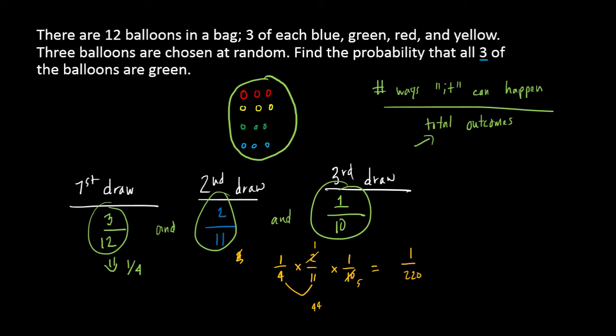So take a moment to consider that. Okay, summarizing it one more time. We separated each of our drawings into a different situation, and then we wanted to know the probability of all 3 situations happening. So we multiplied the 3 probabilities together to get 1 in 220.